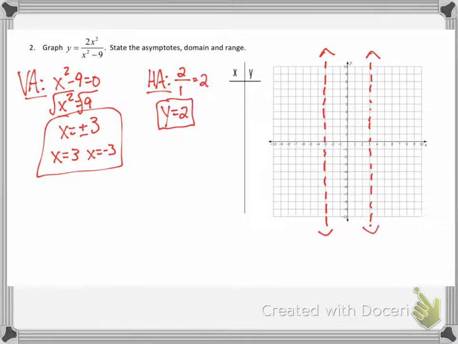So again, to recap that, if the degrees are the same, both top and bottom of your fraction, take the leading coefficients of each expression and divide them. That's going to be your horizontal asymptote. So it's going to be y equals 2. I'm going to go ahead and put in that line. All right, so we have our asymptotes. Now we're going to go ahead and plot our graph.